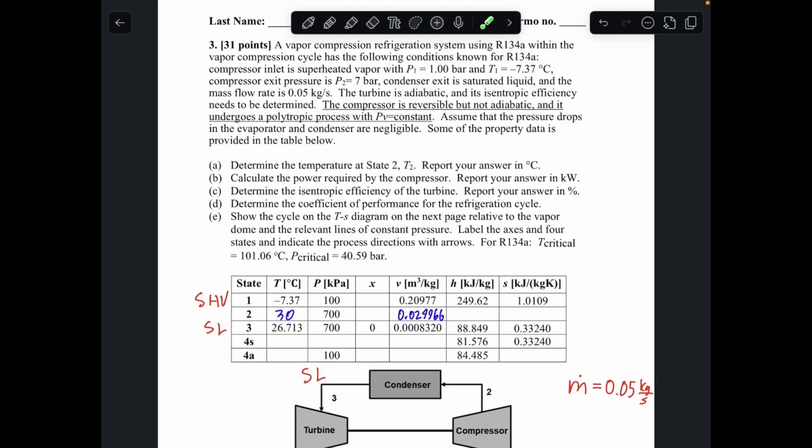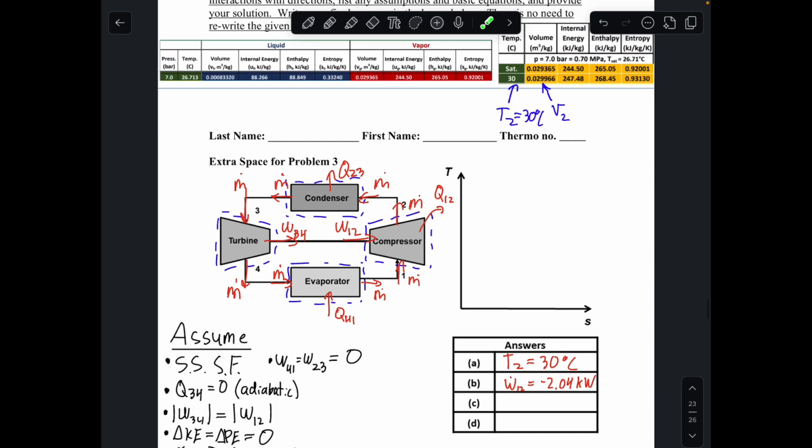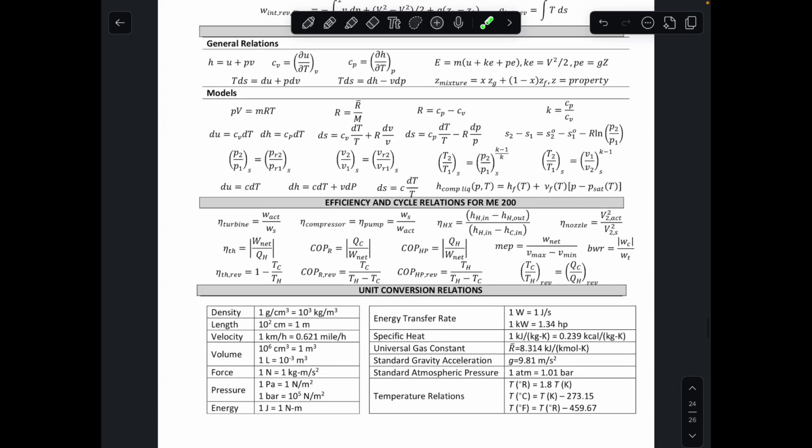Now let's move on to part C, which asks us to determine the isentropic efficiency of the turbine and report our answer in percentage. So if we look at our schematic, again, the isentropic efficiency of the turbine really compares the actual work that we're getting out of the process to the theoretical isentropic work that we would be able to extract, this WS. And so we have that equation in the equation sheet. If you forget, it's down here in the efficiency section. Our efficiency for a turbine, again, is just equal to that actual work divided by the isentropic work.